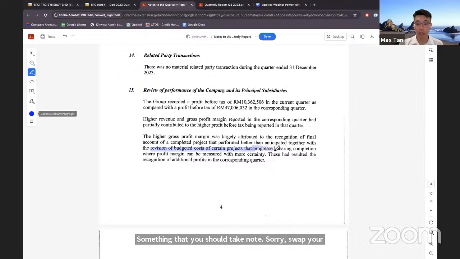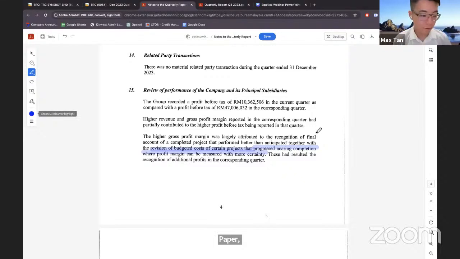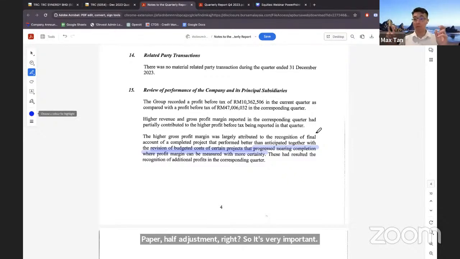So, okay, this is something that is non-direct operational. That means that there's an adjustment, in simpler terms, more of a paper kind of adjustment, right? So this is very important. When the company has some paper adjustment, normally it wouldn't reflect in their cash flow.